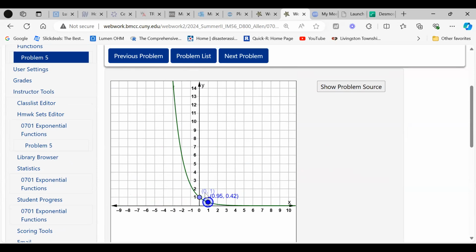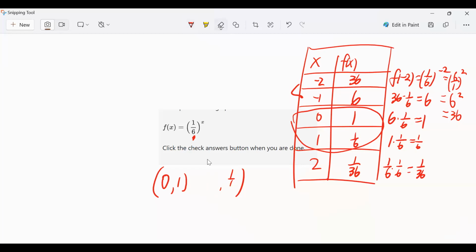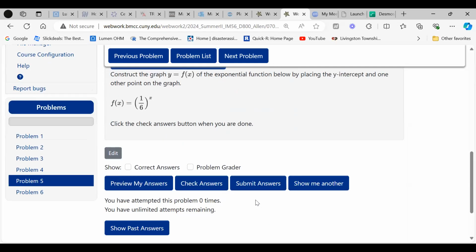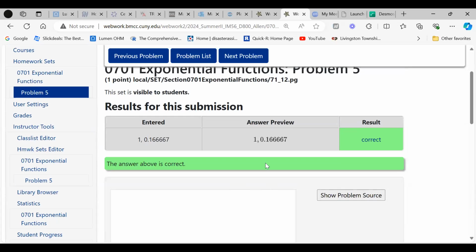I think, no, actually, we should use the other one. This is not better. It's very hard to plot, so let me use this one instead. It will be -1 and 6, and that's a lot easier to graph. -1, 6. This is so much easier. So we get those 2 points, then it's good to go. Submit the answer, and it's good, right? There you go.